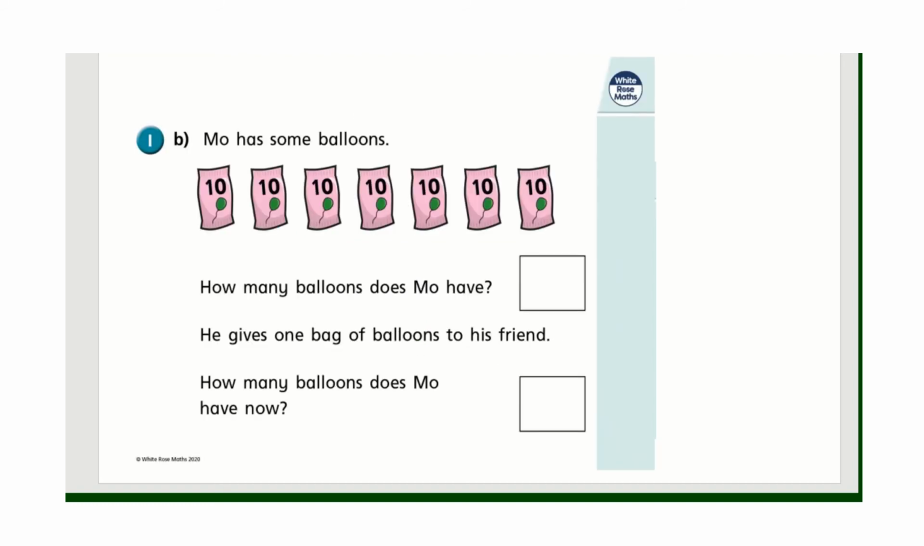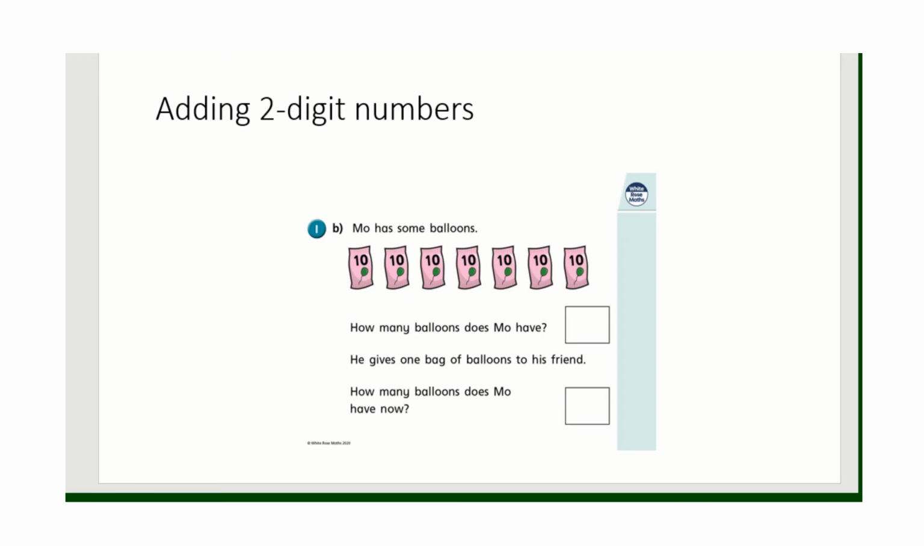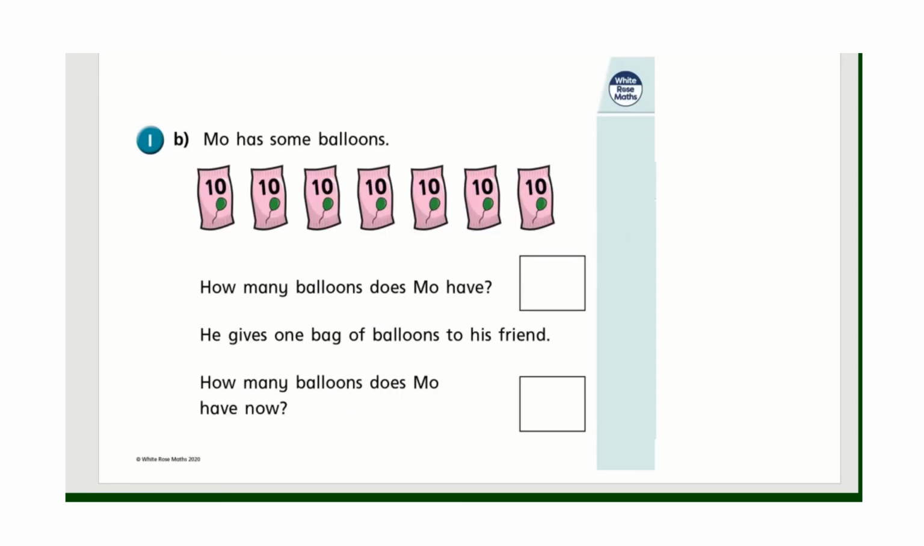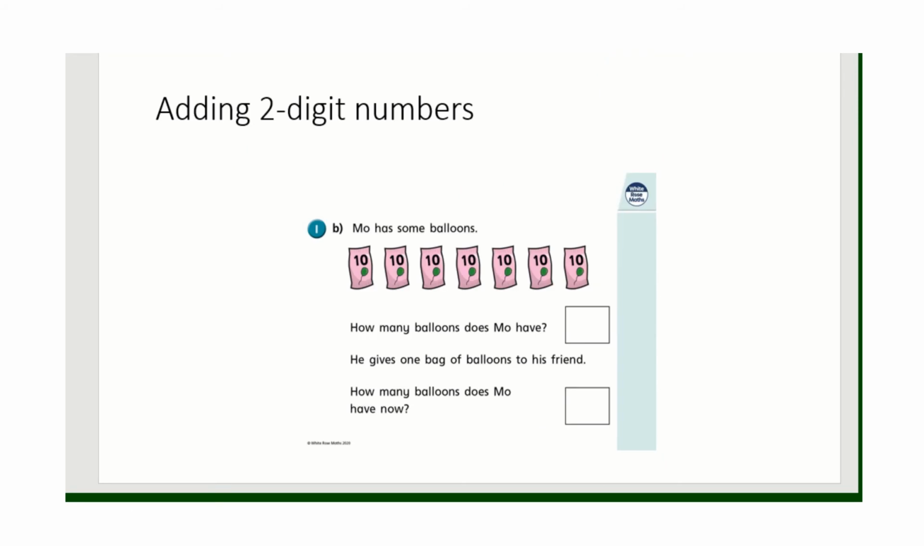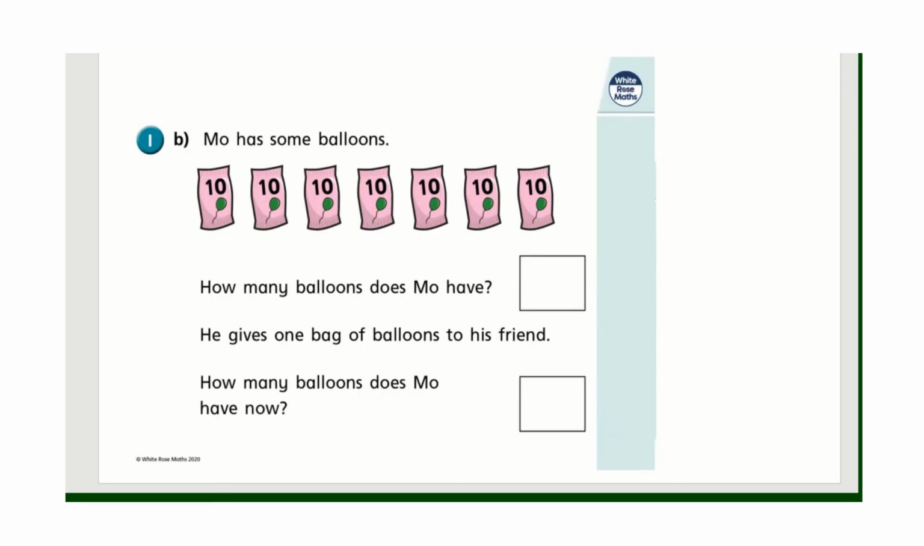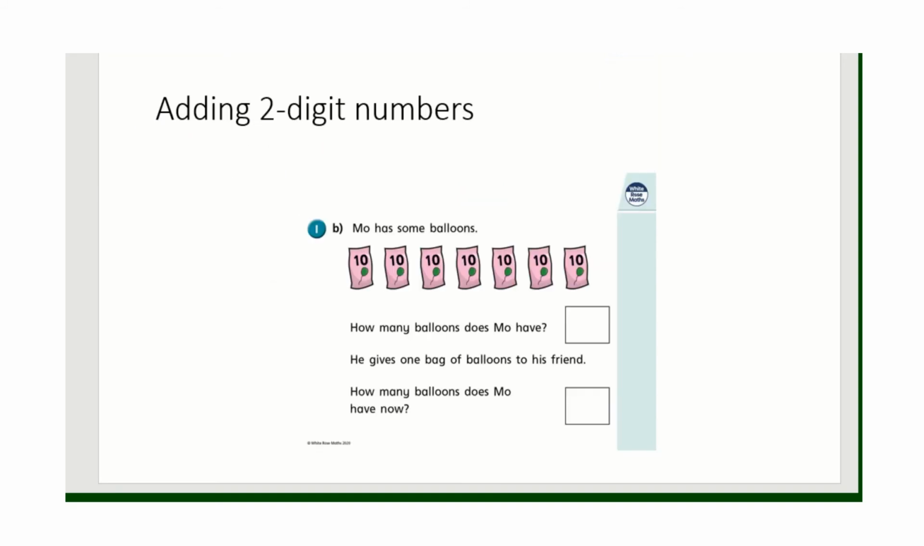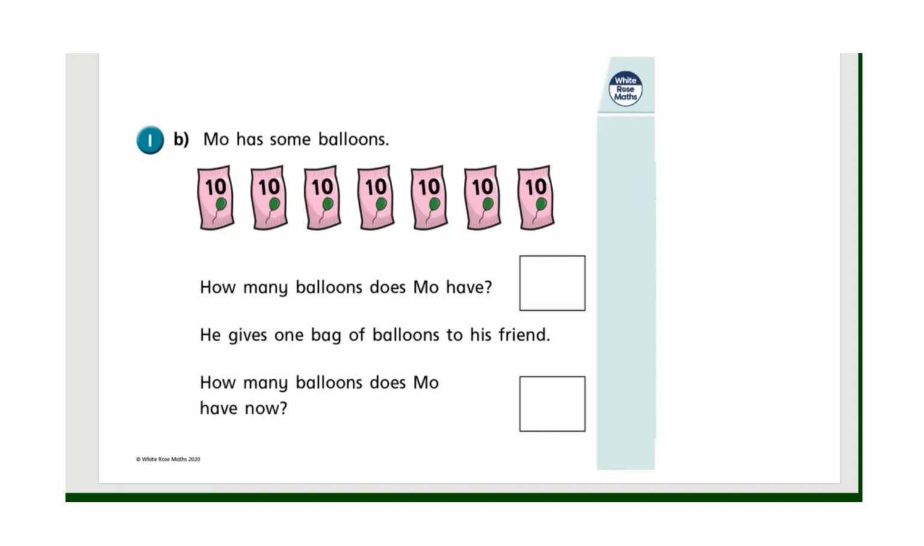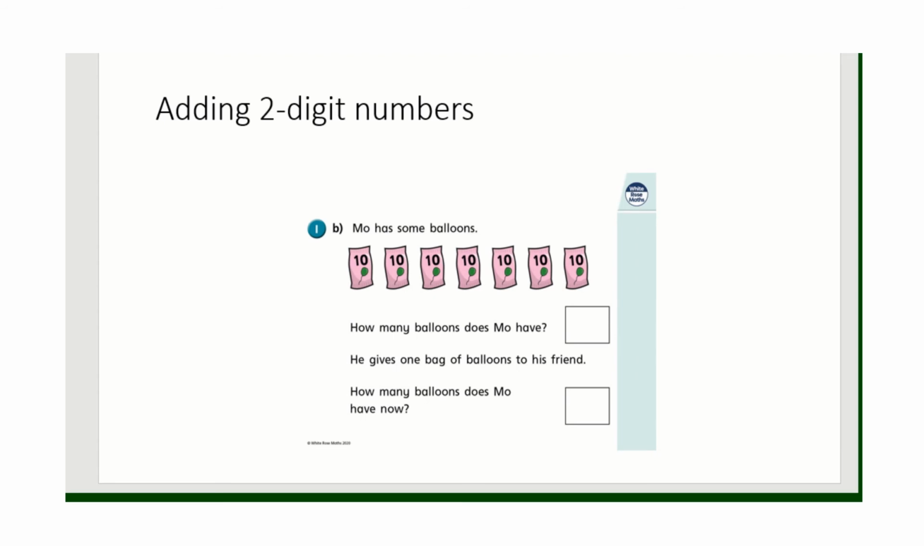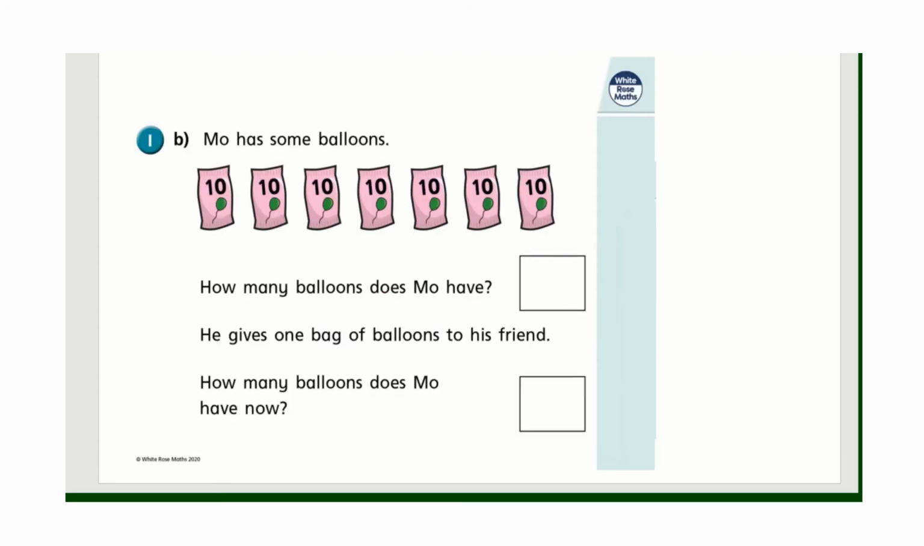I want you to have a go at reading the next 3 slides on your own. One is about some balloons. I think Mo has some balloons. I think that's a mistake. That's on 2 slides, but have a go. Mo has some balloons. How many balloons does Mo have? Can you count them up and write them down?